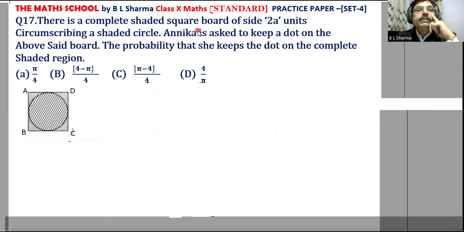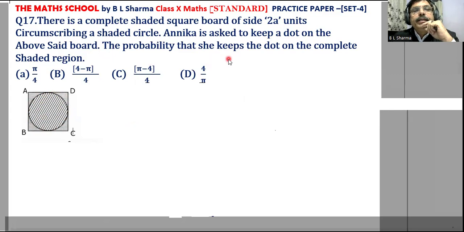There is a complete shaded square board of side 2A. One side of it is 2A, this 2A, this 2A, this 2A, 2A units. Circumscribing a shaded circle, which touches the shaded circle. Anika is asked to keep a dot on the above said board. इस board पे अनिका को ये बोला गया है कि you have to put a dot.